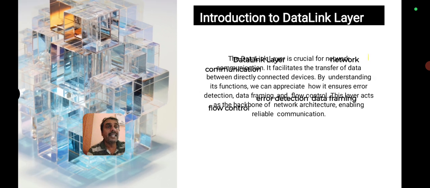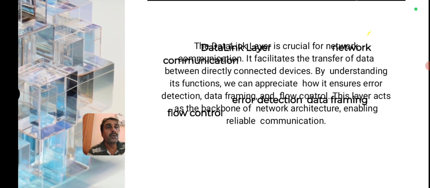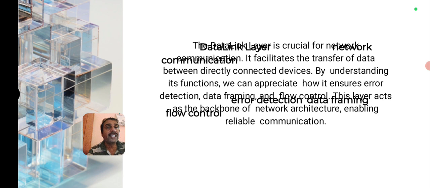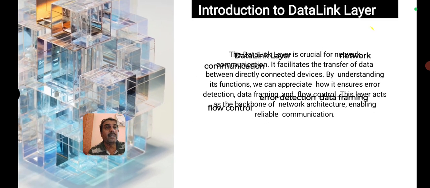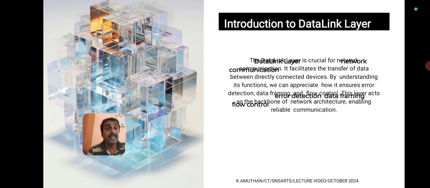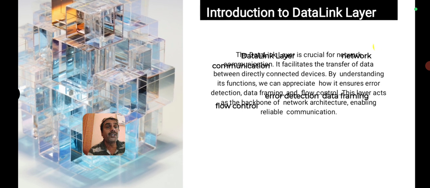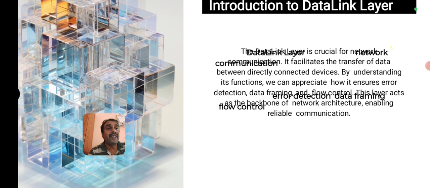Introduction to the data link layer. The data link layer is crucial for network communication. It facilitates the transfer of data between directly connected devices. By understanding its functions, we can appreciate how it ensures error detection, data framing and flow control. This layer acts as the backbone of the network architecture, enabling reliable communication.